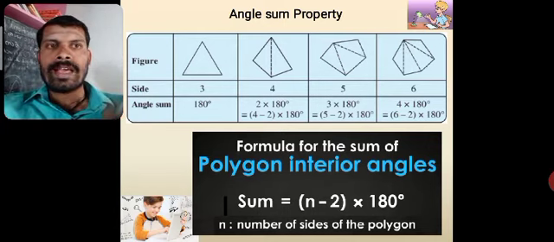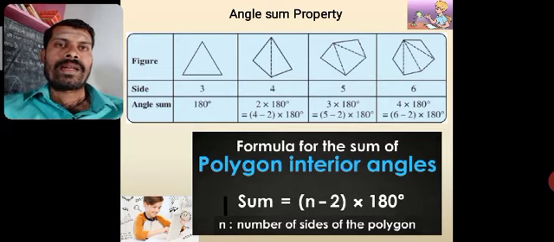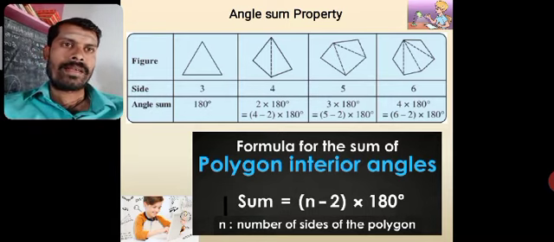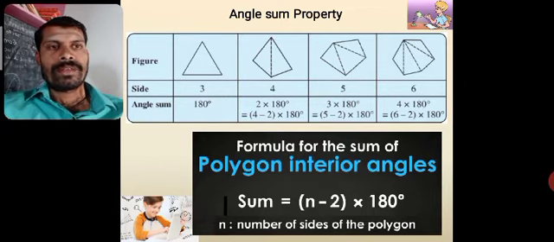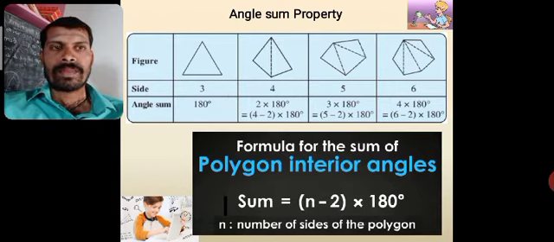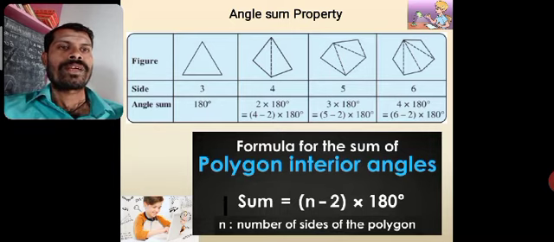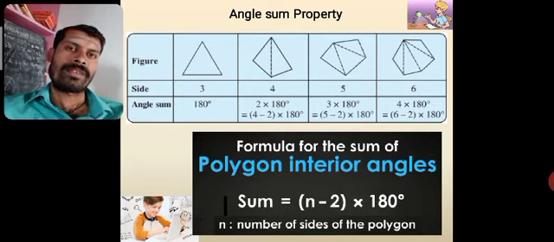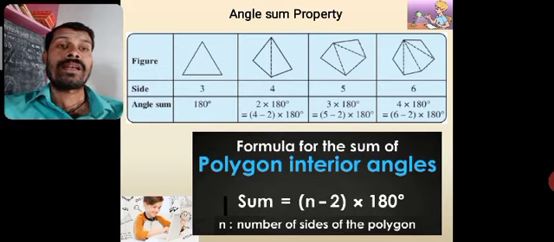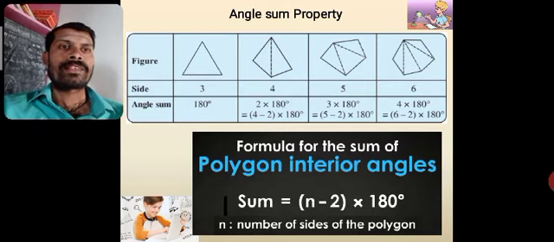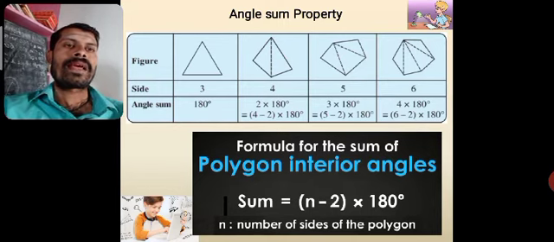Now, if I draw a diagonal, the diagonal of that quadrilateral divides the quadrilateral into two triangles. How many triangles are there? Two triangles. Therefore, 2 into 180. What is the measure of the interior angles of a polygon? For a triangle, the sum of the interior angles is 180 degrees. How many triangles are there in the quadrilateral? By drawing a diagonal, two triangles. Therefore, 2 into 180, where 2 can be written as you see there.